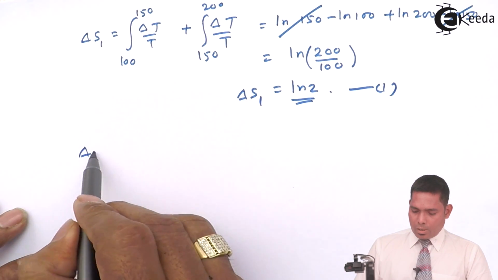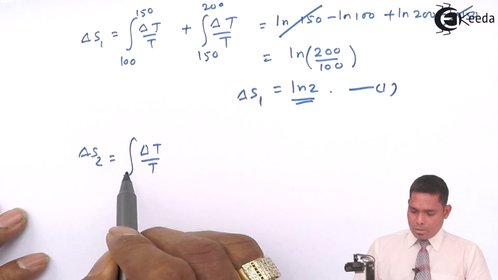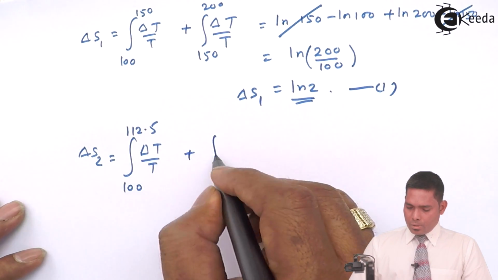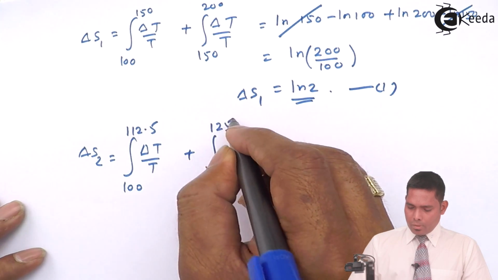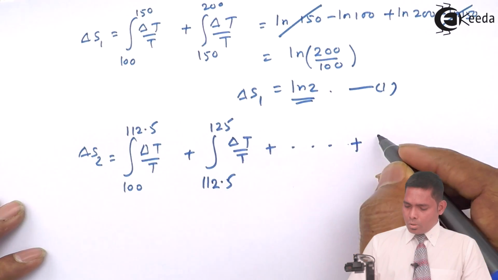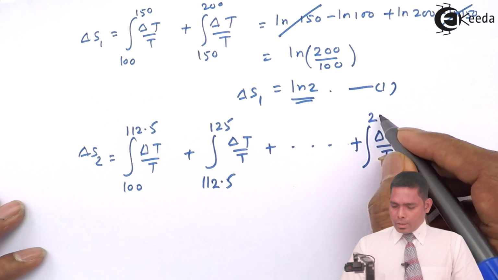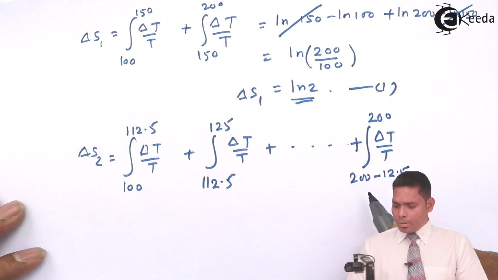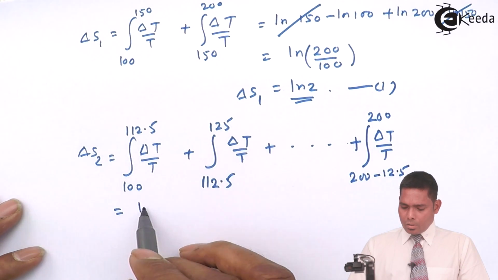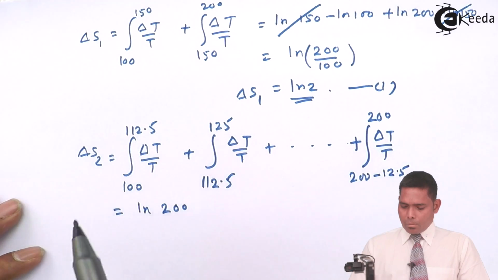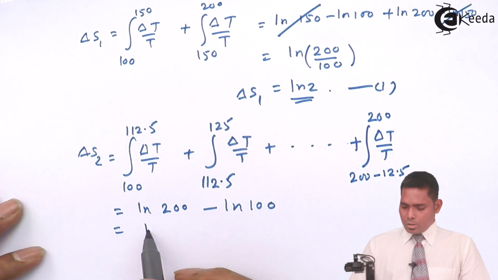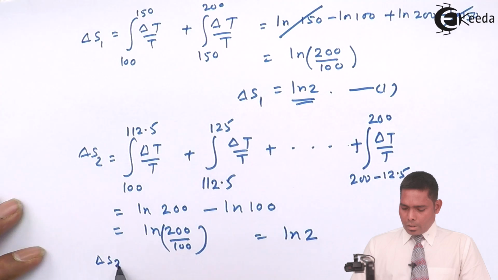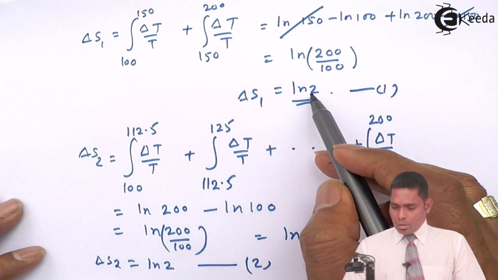In the second case, delta S2 I'll write as delta T by T from 100 to 112.5, since each step is 12.5, plus 112.5 to 125 delta T by T, and so on up to the last step, which ends at 200 Kelvin. So it is from here to here. If I solve this, then also I'll get log of 200, because all things will cancel out. Finally this and this will remain, which is 200 by 100. So that is equal to ln 2. So delta S1 and delta S2, you can see, are the same. Here is ln 2, here is ln 2.